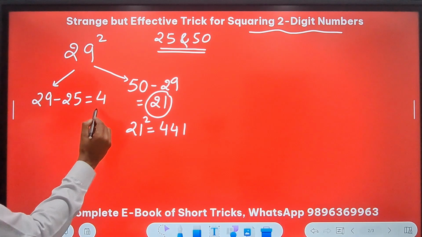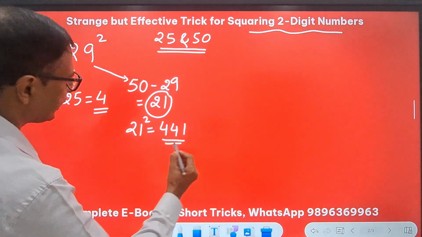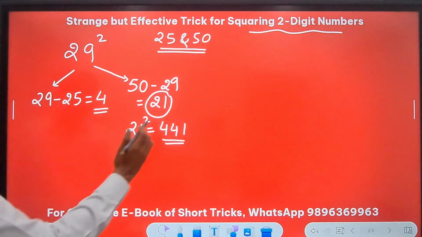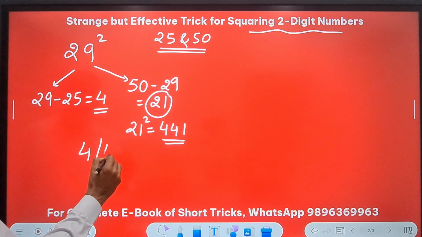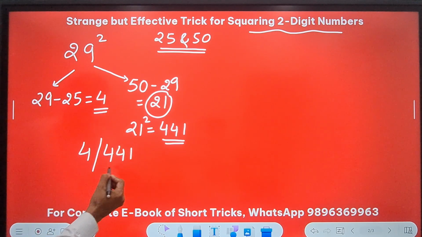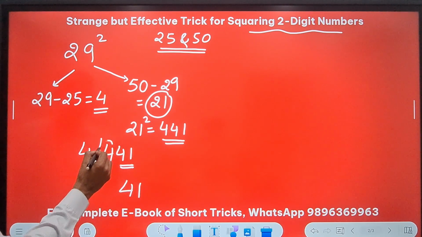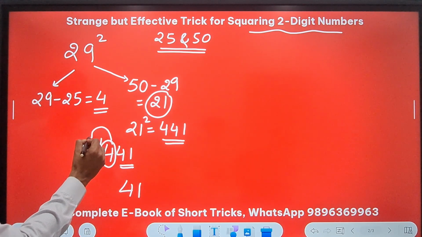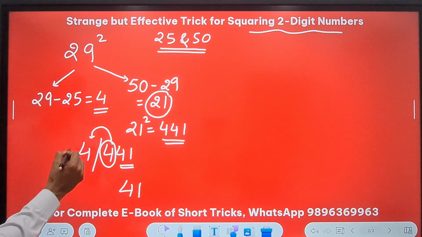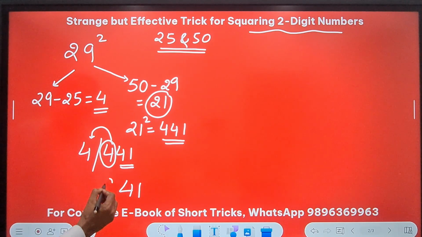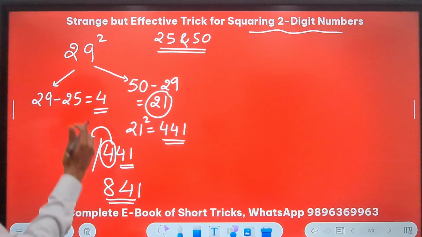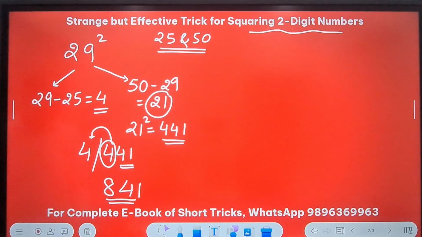But remember, the number I got here and the number I got here, I'll use these two numbers to find the final answer for my question. From this part, I will retain 2 digits in the answer, and if there are any more digits here, just carry forward and add it to the previous number. So 4 plus 4 is 8, and there we go. The square of 29 is 841.